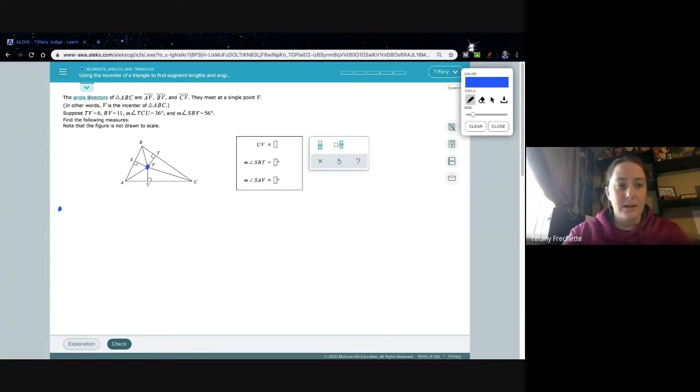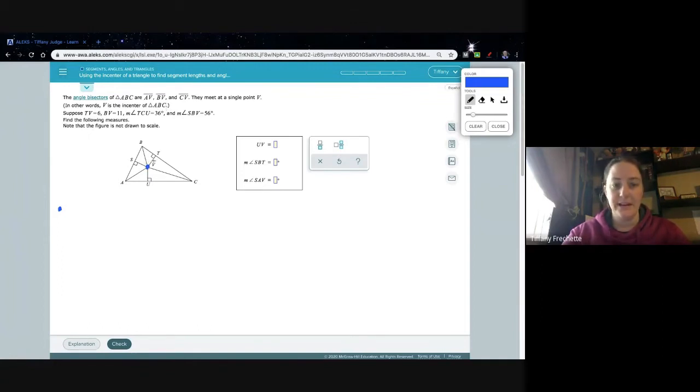The angle bisectors of triangle ABC are AV, BV, and CV. So remember, these are all angle bisectors. That means they cut all of these angles in half. And they made it a single point V. In other words, V is the incenter of triangle ABC, and they tell you that.